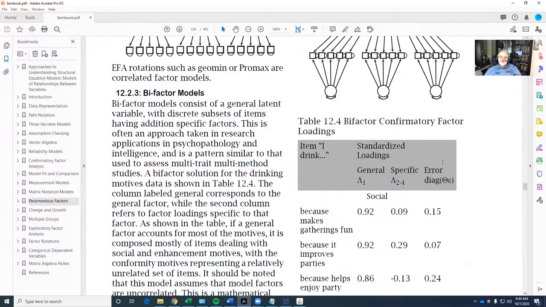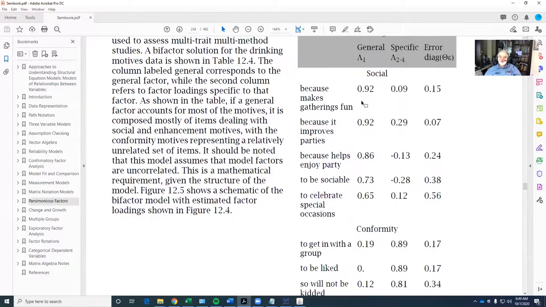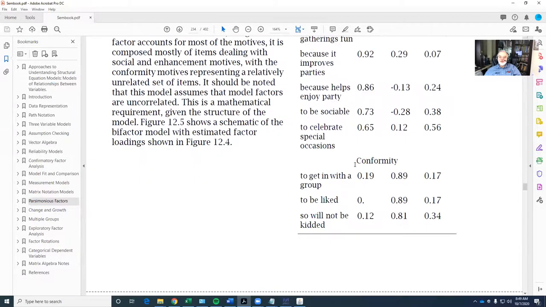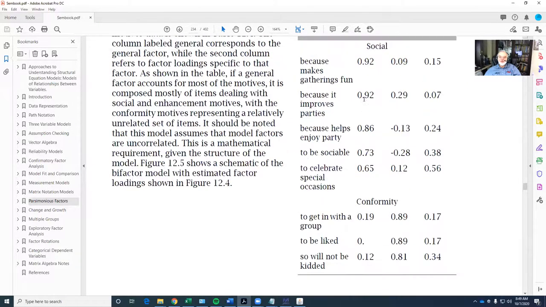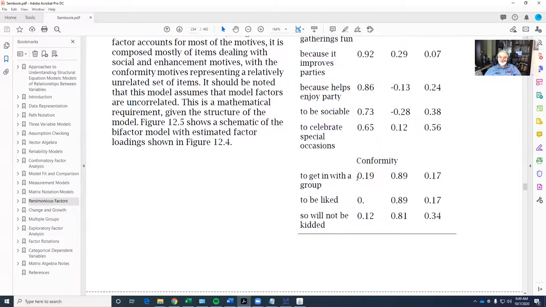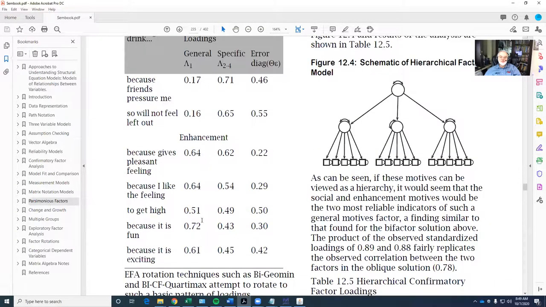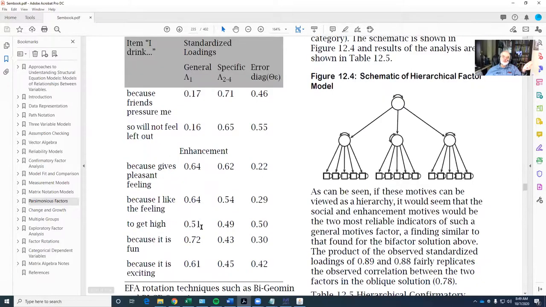If I fit a bifactor model to the data, this is what my numbers look like. It tries to extract one general factor, this one up here, for all of the items. So as we see, those really look like very nice loadings on social, very low loadings on conformity, and the last one, we have some very nice loadings on enhancement. So that bifactor model is doing the job of extracting that correlation between the social and the enhancement factors.